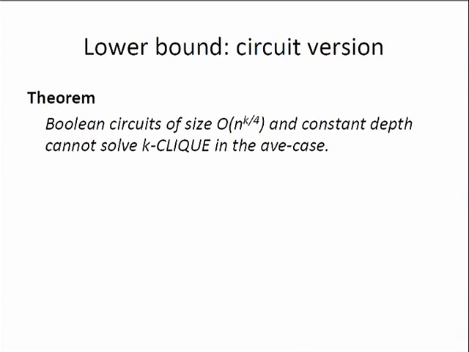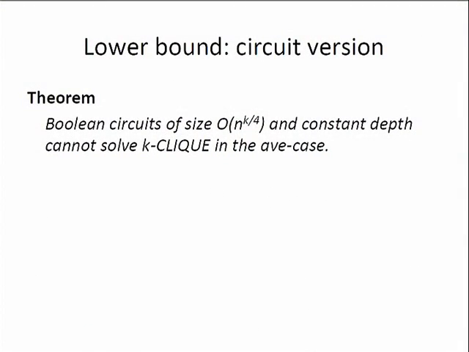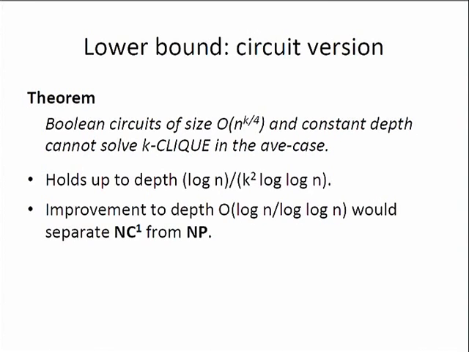And I just wanted to mention that, unlike the two pebble game before, where you can give explicit examples of structures, this is actually using results in circuit complexity to prove a lower bound about Boolean circuits, and then using the descriptive complexity characterization of first order logic to obtain the result about first order logic. So the statement of the result in terms of circuits is simply that Boolean constant depth circuits of size order of n to the k over 4 cannot solve k-clique in the average case.